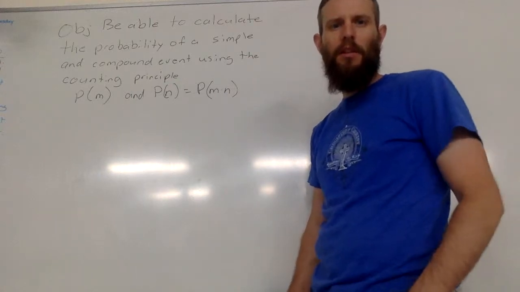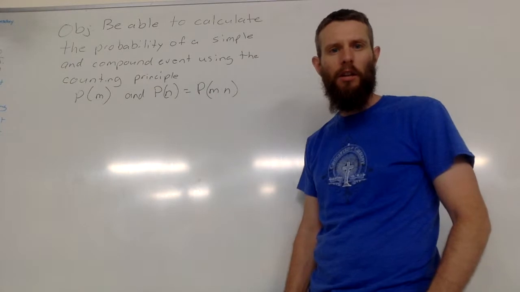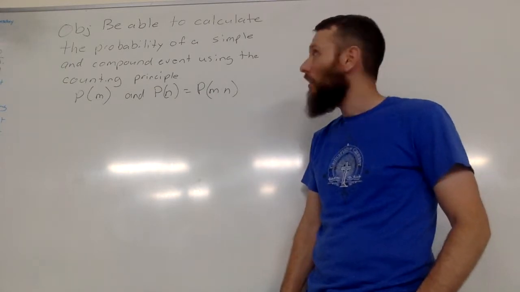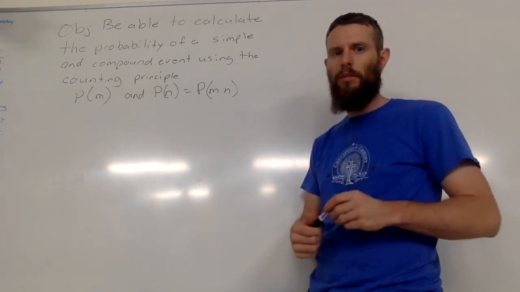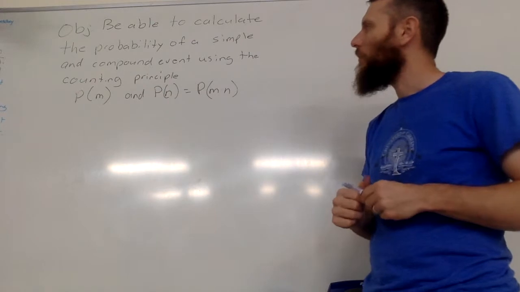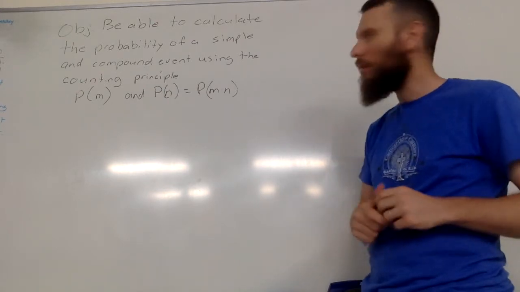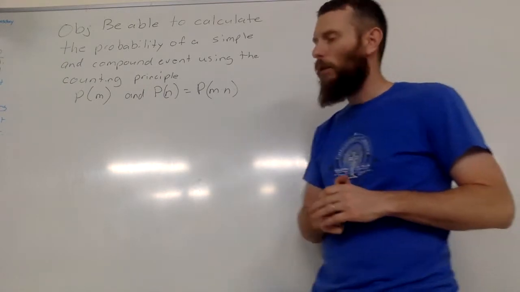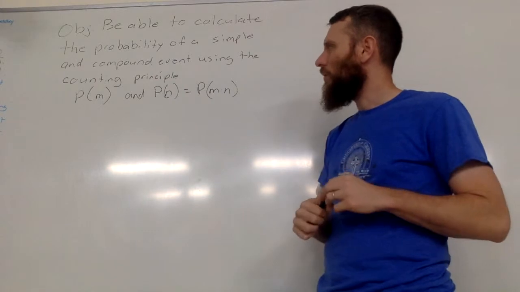Okay, in this video I'm going to talk about the counting principle, and the objective is to be able to calculate the probability of a simple or compound event using the counting principle. First we can write probability a few different ways. We can write it as a percentage, as a fraction, and as a decimal between 0 and 1.